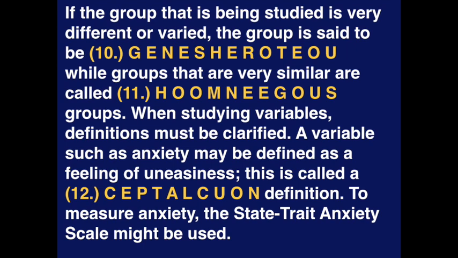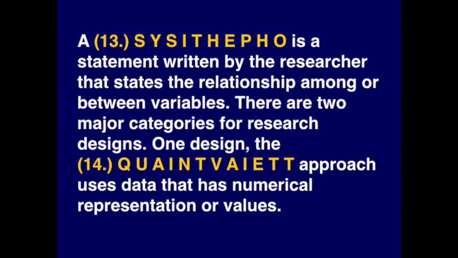When studying variables, definitions must be clarified. A variable such as anxiety may be defined as a feeling of uneasiness. This is called a blank definition. To measure anxiety, the state trait anxiety scale might be used. A blank is a statement written by the researcher that states the relationship among or between variables.